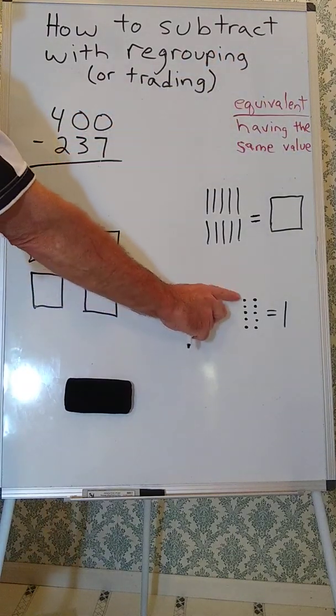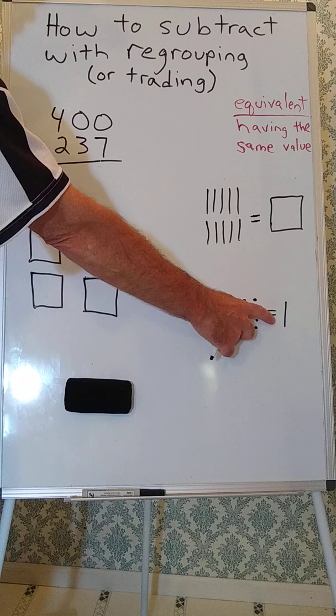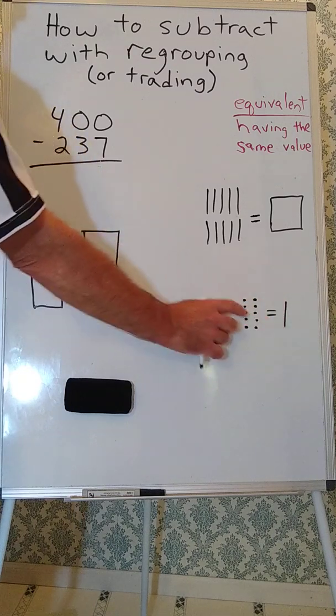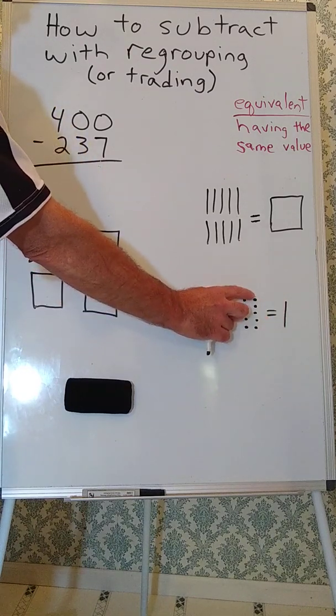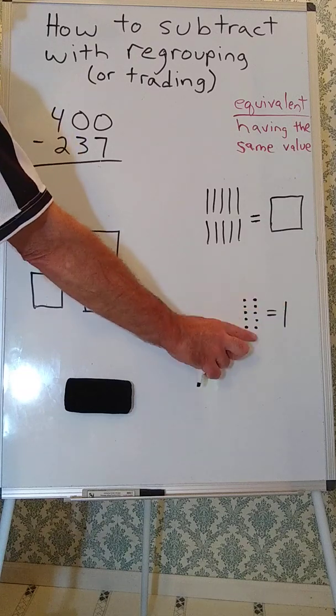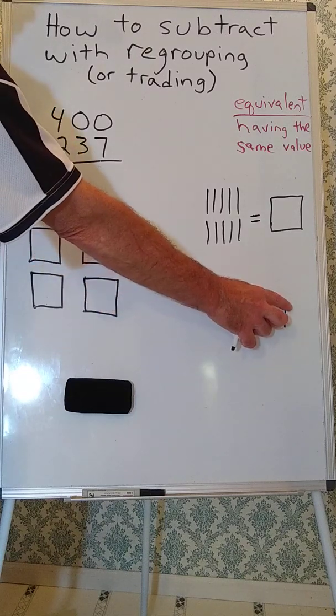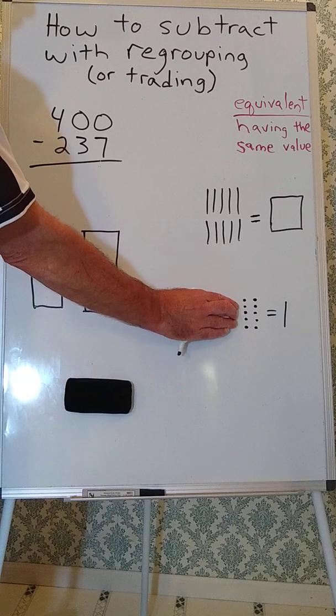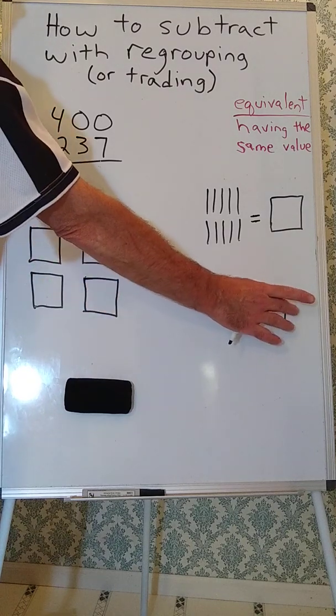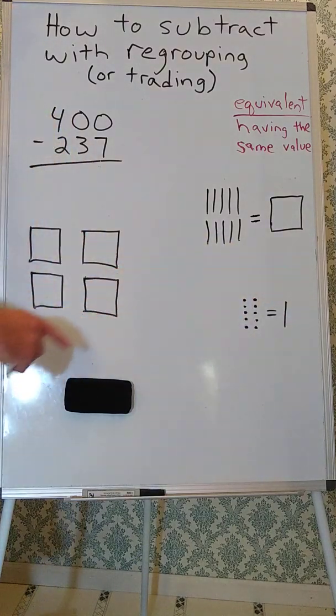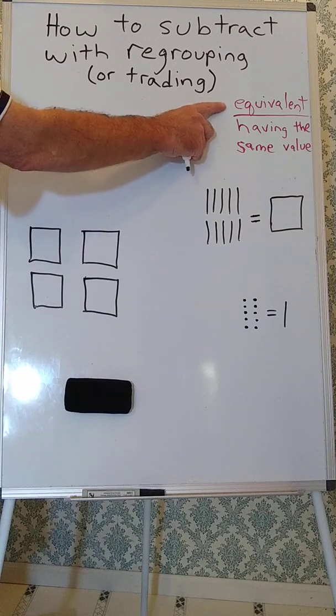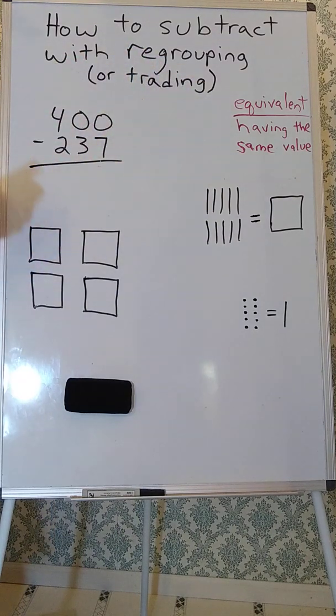Okay, and we also see that 10 ones have the same value as a 10. So we see 5 and 5 make 10 ones, and that's the same as 1 ten. So if we want to trade 10 ones for a 10 or a 10 for 10 ones, we can, because they are equivalent. They have the same value.